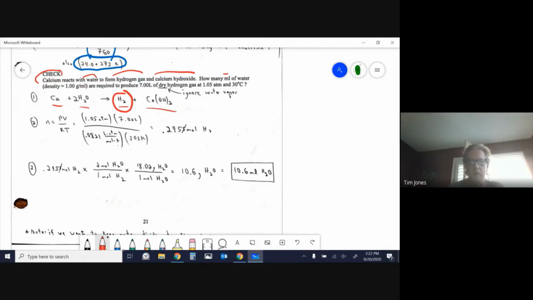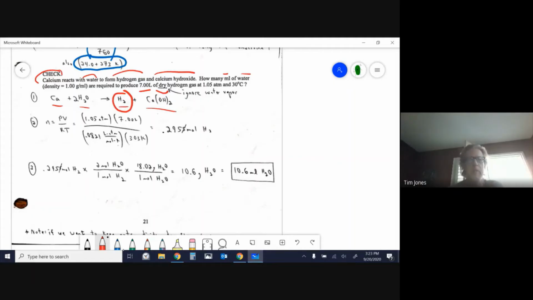How many milliliters of water at that density are required to produce 7 liters of dry hydrogen gas? All right, now the dry right here means there's no water vapor to worry about. And based on what I talked about in my last lesson, often when you collect a gas, you do it over water. And there's some water vapor to worry about. But in this case, it's saying don't worry about the water vapor. If it did say that it was over water, we would have to deal with that additional step.